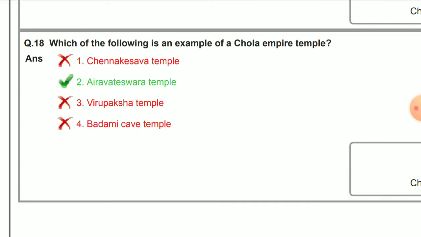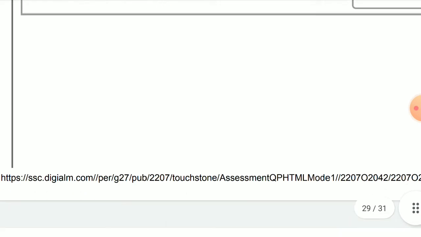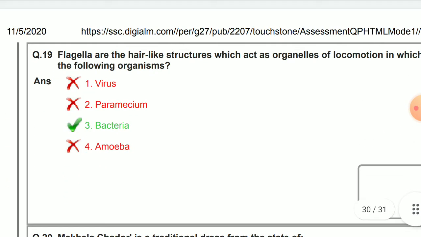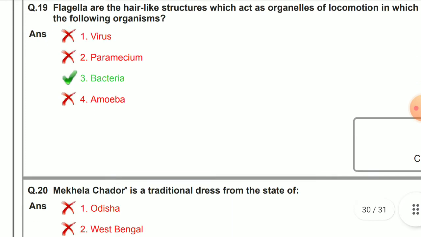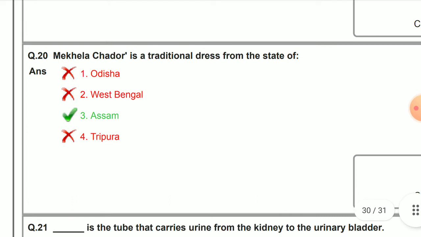Question number 18. Which of the following is an example of Chola Empire Temple? Answer is Airavatsvara Temple. Question number 19. Flagella are hair-like structures which act as organelles of locomotion in which of the following organism? Answer is bacteria.